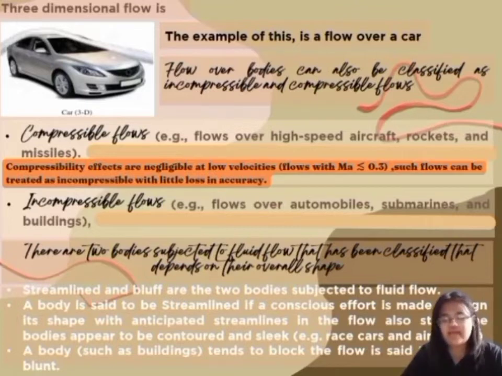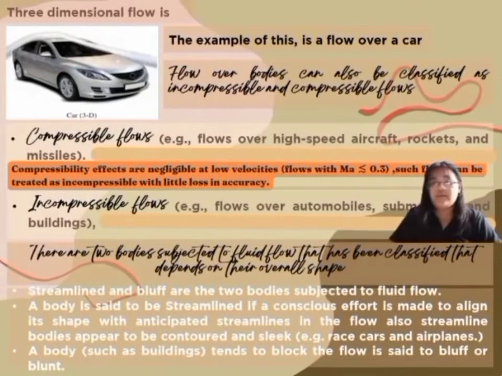loss of accuracy. Bodies subjected to fluid flow are classified depending on their overall shape. Streamlined and bluff are the two kinds of bodies subjected to fluid flow. A body is said to be streamlined if a conscious effort is made to align its shape with anticipated streamlines in the flow. Also, streamlined bodies appear to be contoured and slick, like race cars and airplanes. While a body, such as a building, that tends to block the flow is said to be bluff or blunt.